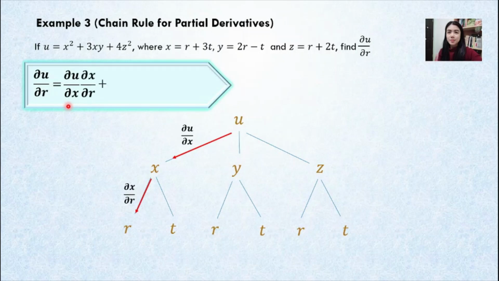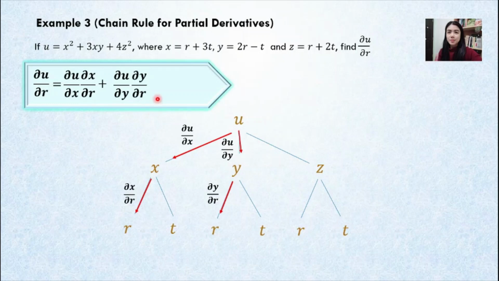Plus another branch that ends with the r. This one starts from u, moves to y, and from y moves to r. From u to y gives you the partial derivative del u del y, and from y to r gives you del y del r. Multiply these two, so you have del u del y multiplied with del y del r.